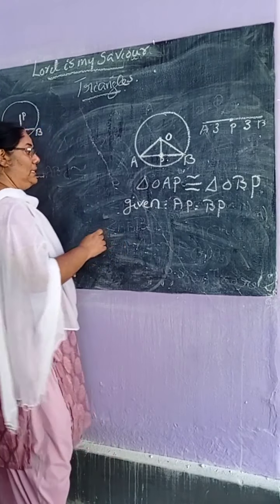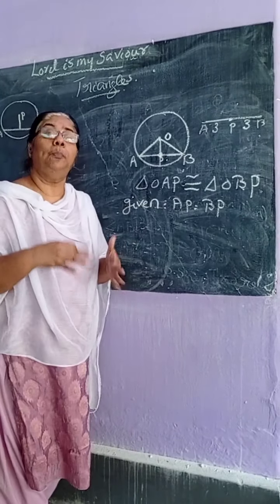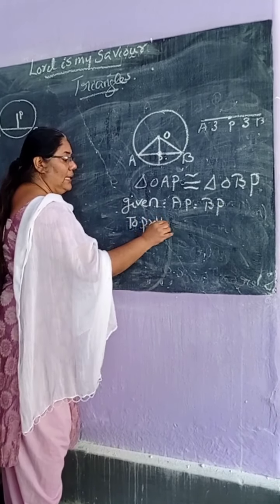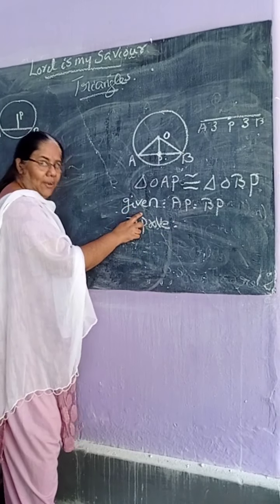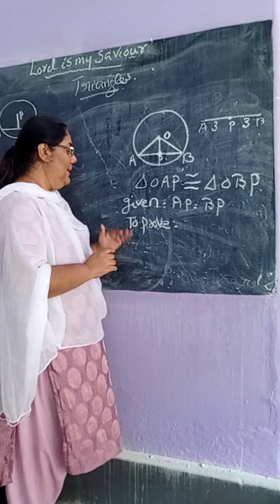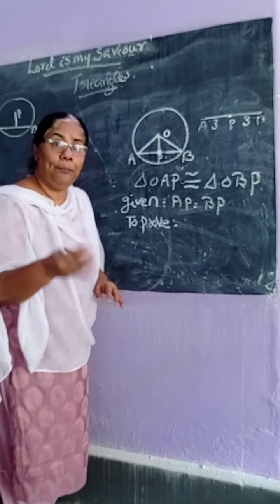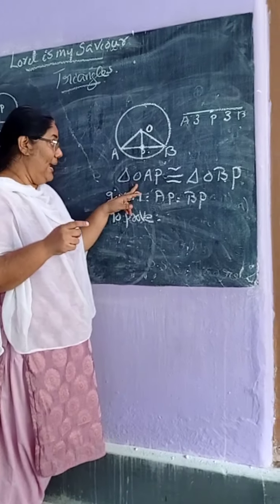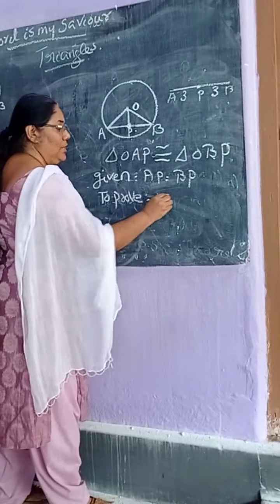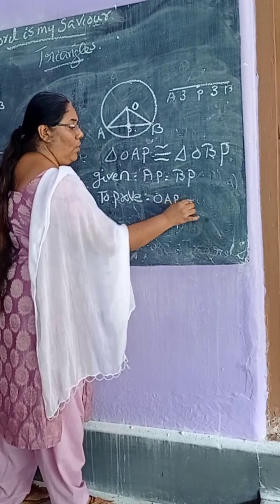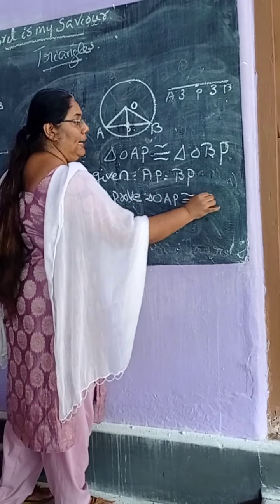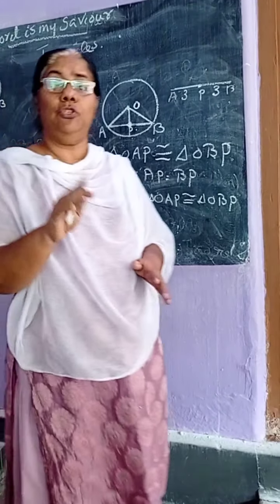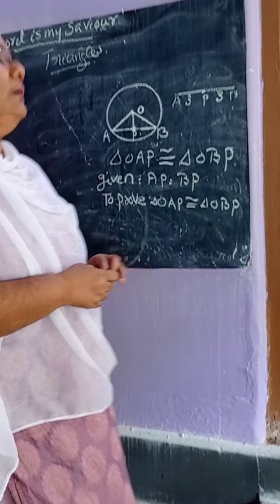Second point is what we have to prove. When we write the theorem, what's the first step? Given, what is given in the question. Second one is what we have to prove. We have to prove that triangle OAP is congruent to triangle OBP. That is our aim. Our aim is to prove that two triangles are congruent.